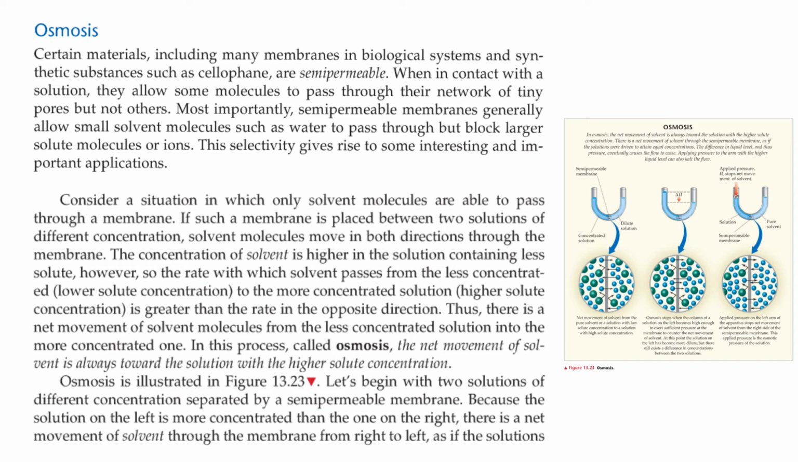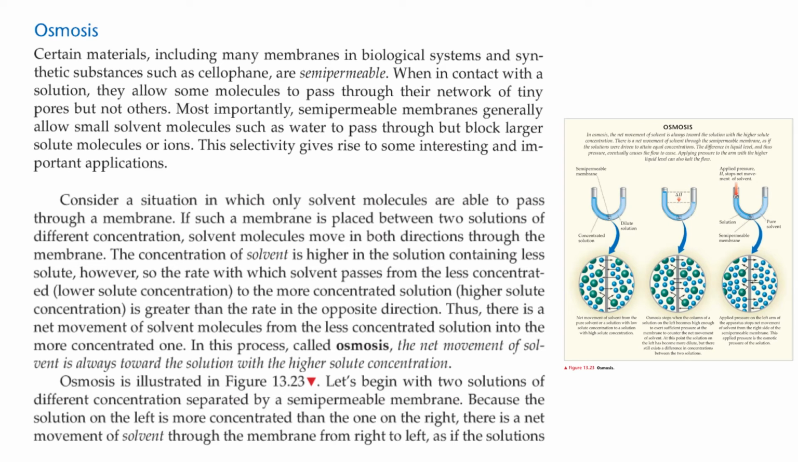However, the rate at which the solvent passes from the less concentrated solution, which has lower solute concentration, to the more concentrated solution, which has higher solute concentration, is greater than the rate in the opposite direction. Thus, there is a net movement of solvent molecules from the less concentrated solution into the more concentrated one. In this process, called osmosis, the net movement of solvent is always towards the solution with the higher solute concentration. Osmosis is illustrated in Figure 13.23.